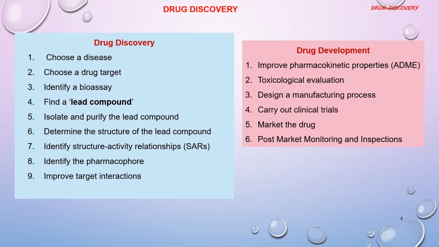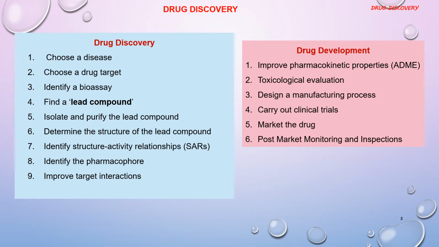The steps in drug discovery include, first, identification or choice of disease. Second, drug target for the disease. Identify a bioassay for it. Find a lead compound. Isolate the lead compound and determine the structure of the lead compound. Identify structure-activity relationships. Identify the pharmacophore and improve target interactions.